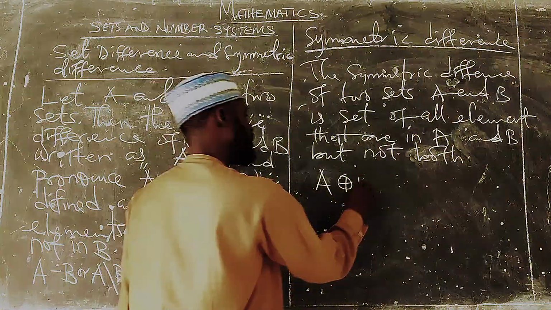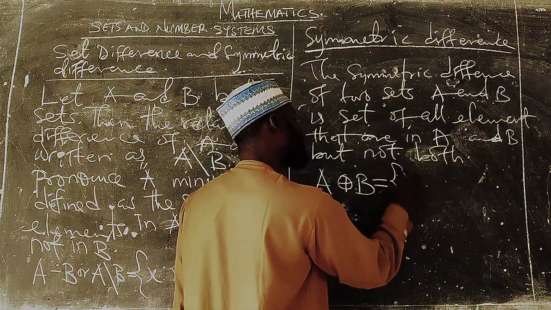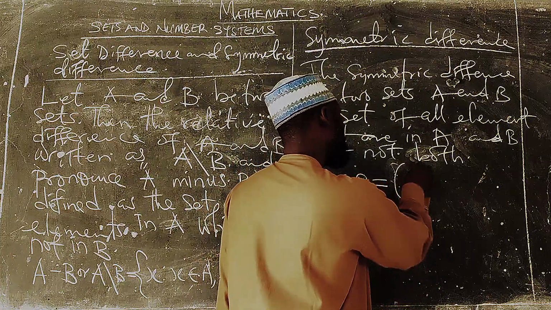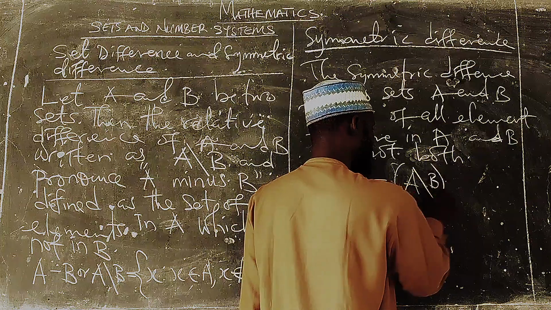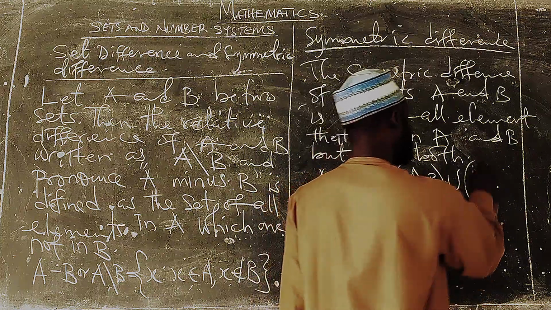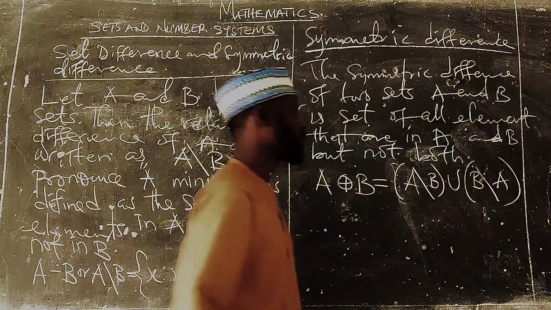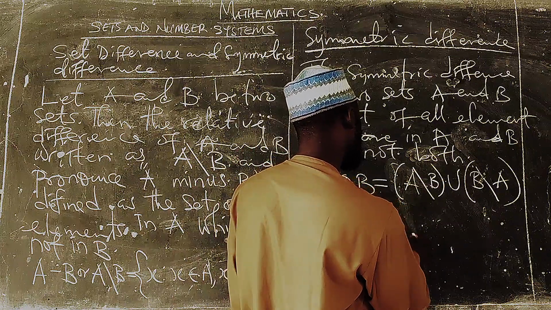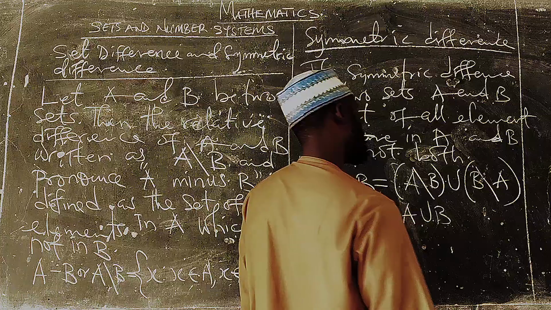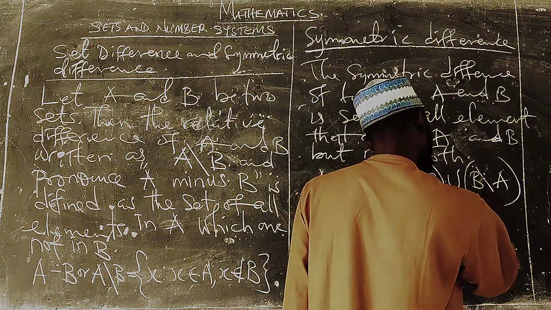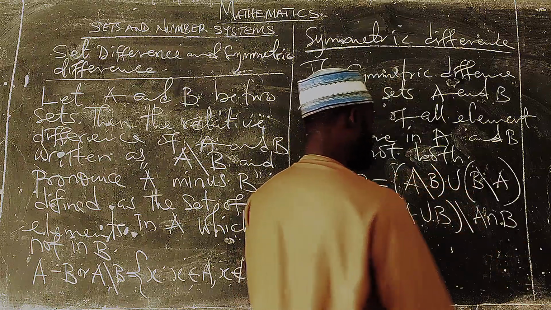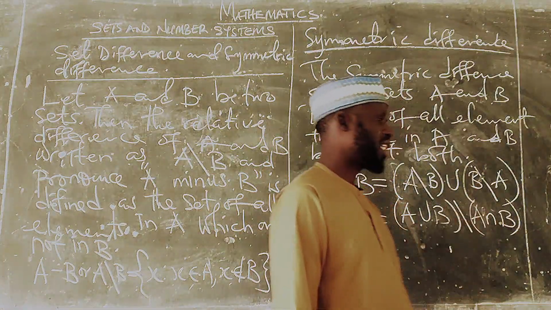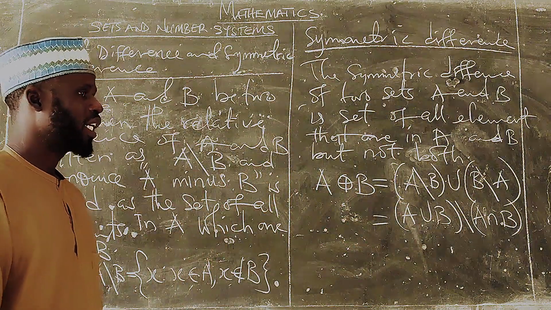The symmetric difference of A and B is defined as the set of all elements in A minus B, union the set of all elements in B minus A. Or you define it as the set of all elements in A union B, and then set minus A intersection B. Unite the elements and then remove their intersection. So this is what we call the symmetric difference.